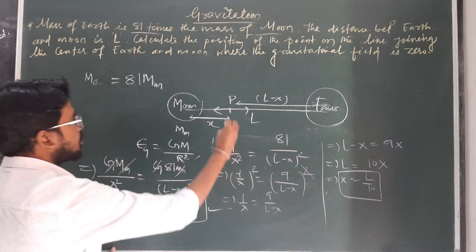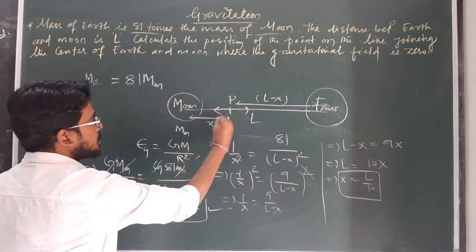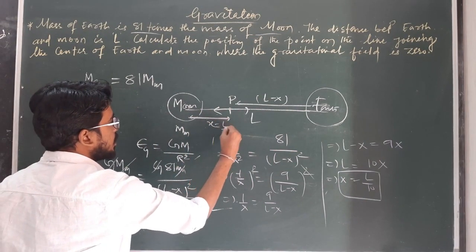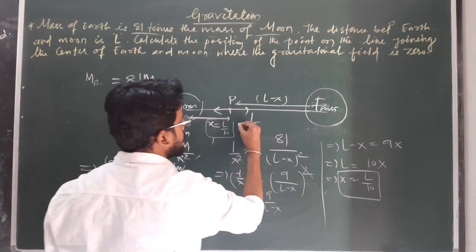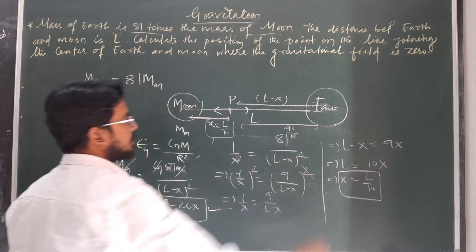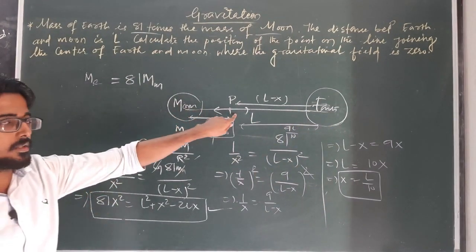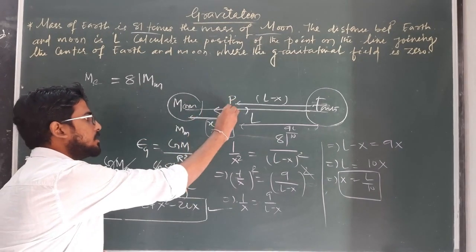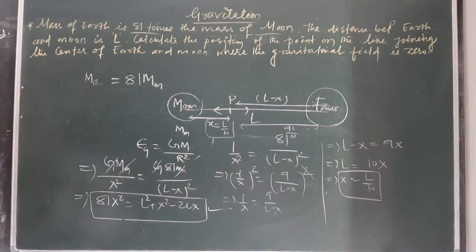So the location of the point P from moon is how much? x, which is equal to L by 10, and that from earth it's going to be 9L by 10. Clear? So this is the point where the net gravitational field intensity due to moon and earth becomes 0. Clear?